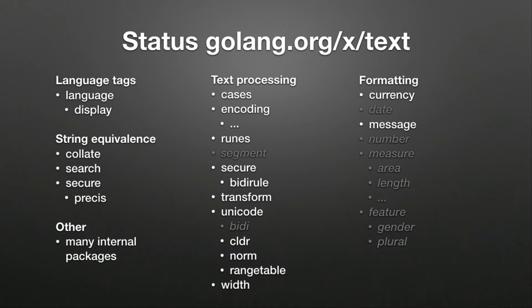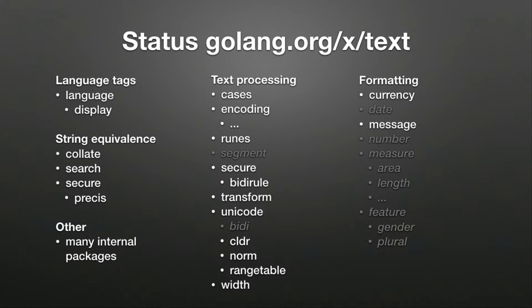So if you look at the text repo, these are the packages that currently exist, the ones in white. The ones in gray are currently under development. That means either they're mostly or almost functional or not at all. They're just in a design phase. So there are a bunch of categories here. In the middle, you see the largest one.